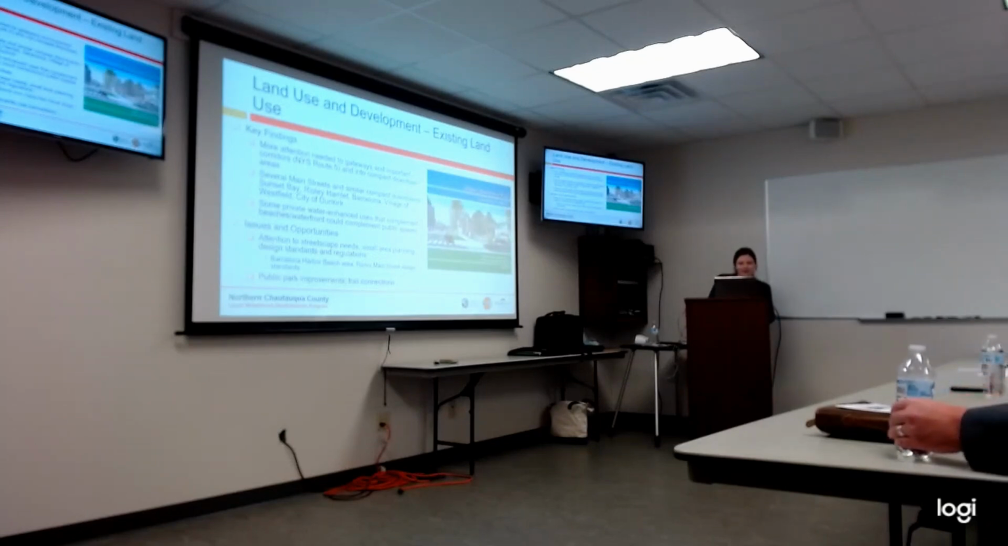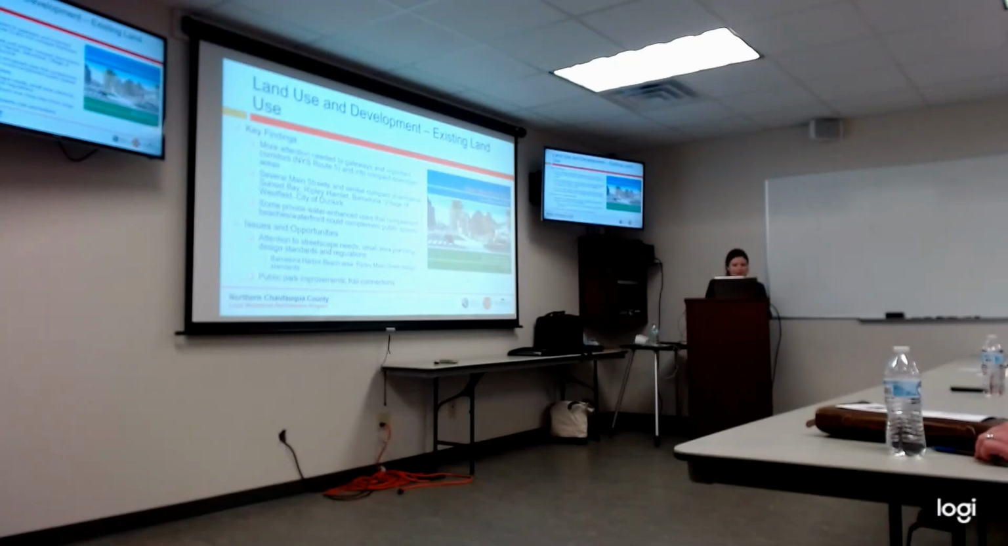Next, they looked at existing land use, and they found that some more attention needs to be focused on gateways and important corridors, such as Route 5. There's several main streets within the areas, like downtown areas, such as Sunset Bay, Ripley, Hamlet, Barcelona, Village of Westfield, and City of Dunkirk. They have some great downtown areas. And then some private water enhanced uses complement the beaches and waterfront, but they could complement public spaces as well.